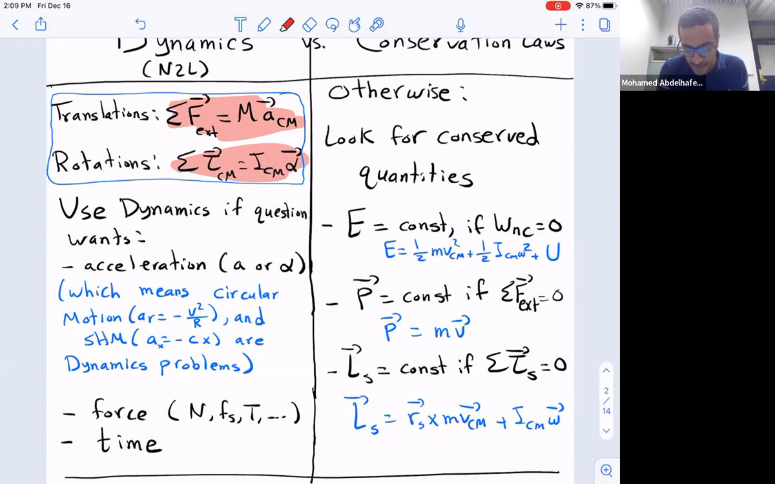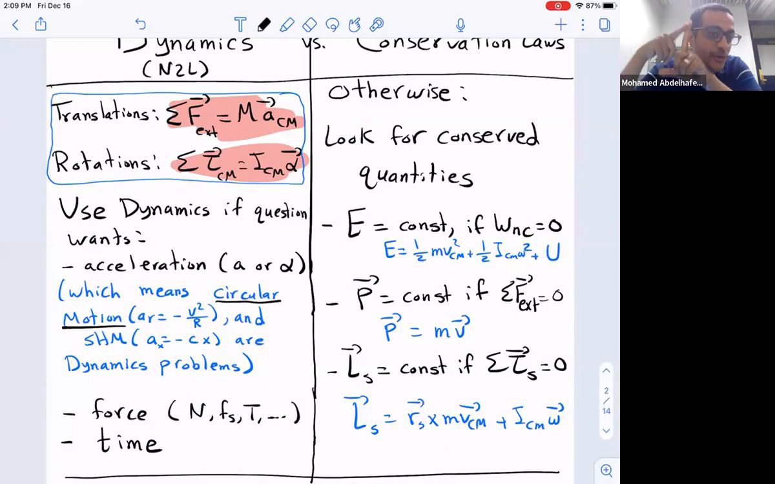And I have this remark in blue, which is, dynamics is all about finding the acceleration or some force or time. Part of the interest in acceleration comes into circular motion and simple harmonic motion. Because circular motion is all about the centripetal acceleration. We know something very special about circular motion, which is the v squared over r centripetal acceleration that exists in circular motion. So that's why any circular motion problem is dynamics, because you want the centripetal acceleration to show up.